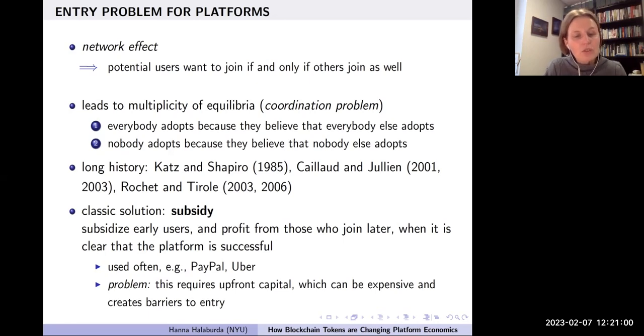The problem with that strategy is that it requires upfront capital, which may be expensive, and it creates barriers to entry. Because if you come with this idea of a peer-to-peer hotspot network or peer-to-peer file sharing, and you want to go and get VC funding or a bank loan, you may be in trouble, or you will need to pay a very high interest rate on this.